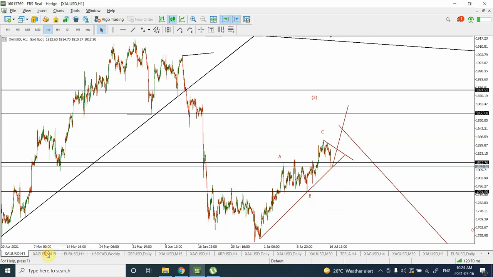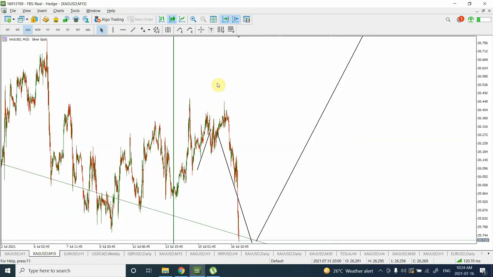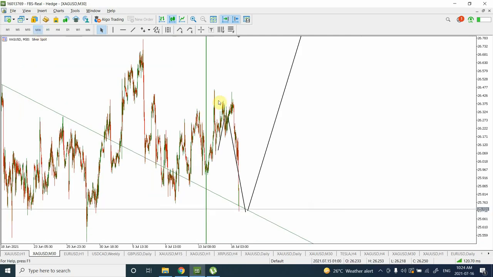Let's have a look at silver. Silver is also giving us a very nice idea of how the prices are moving. A couple of days ago, I was able to forecast that we were expecting prices to come down, go up, and come down. And that's exactly what we have seen.